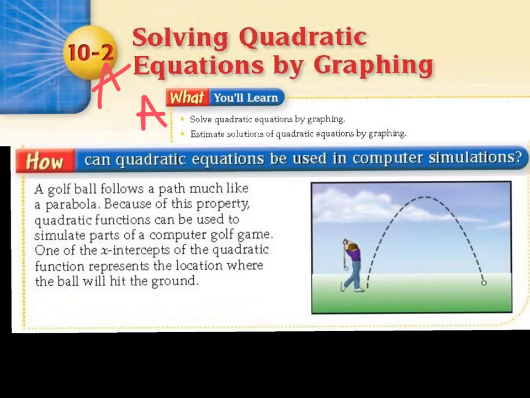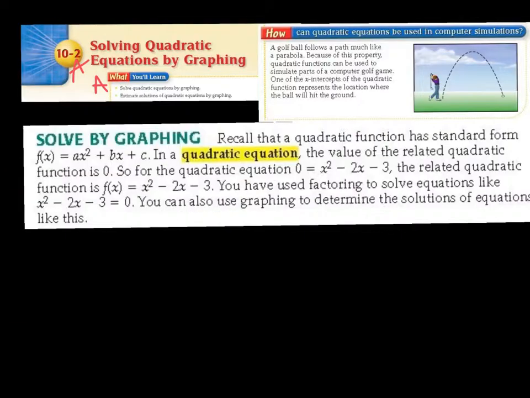How can quadratic equations be used in computer simulations? A golf ball follows a path much like a parabola. Because of this property, quadratic functions can be used to simulate parts of a computer golf game. One of the x-intercepts of the quadratic function represents the location where the ball will hit the ground.